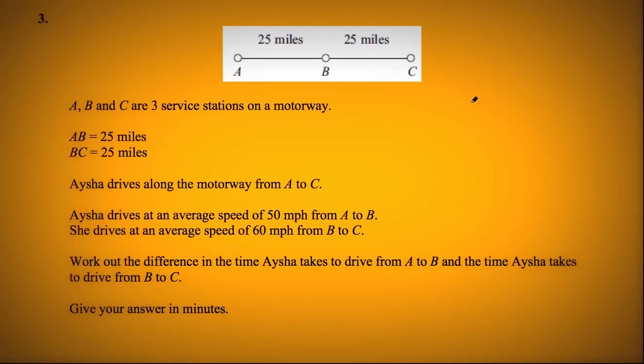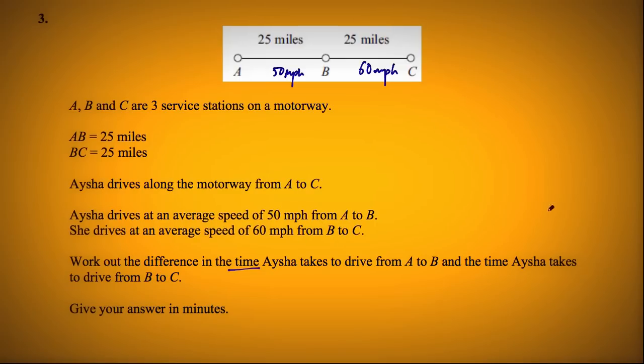Question 3. A, B, and C are 3 service stations on a motorway. AB is 25 miles, BC is 25 miles. Aisha drives along the motorway from A to C. Aisha drives at an average speed of 50 miles per hour from A to B and 60 miles per hour from B to C. So I'm just annotating the drawing as I go. Work out the difference in the time that Aisha takes to drive from A to B and the time Aisha takes to drive from B to C. Give your answer in minutes.